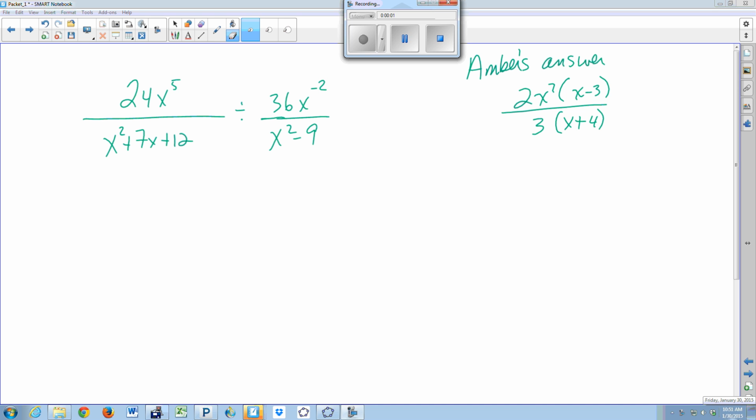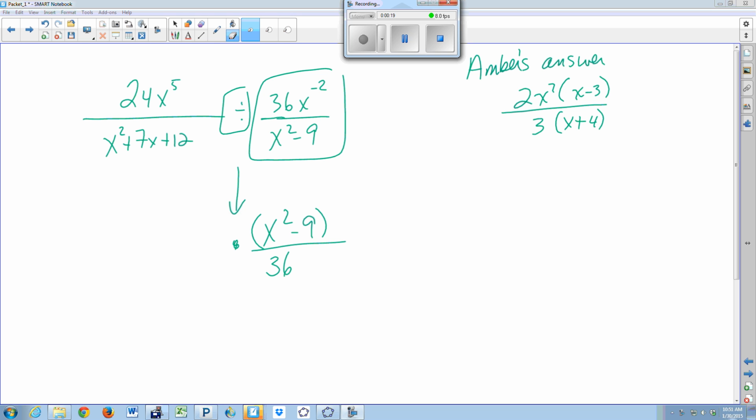Where she said, okay, I'm going to change this fraction and this operation. You're not changing the fraction. You're changing the operation from division to multiplication by the reciprocal of your second fraction here. So the x squared minus 9 becomes your numerator, and the 36x to the negative 2 is your denominator now. First fraction remains exactly as it is.